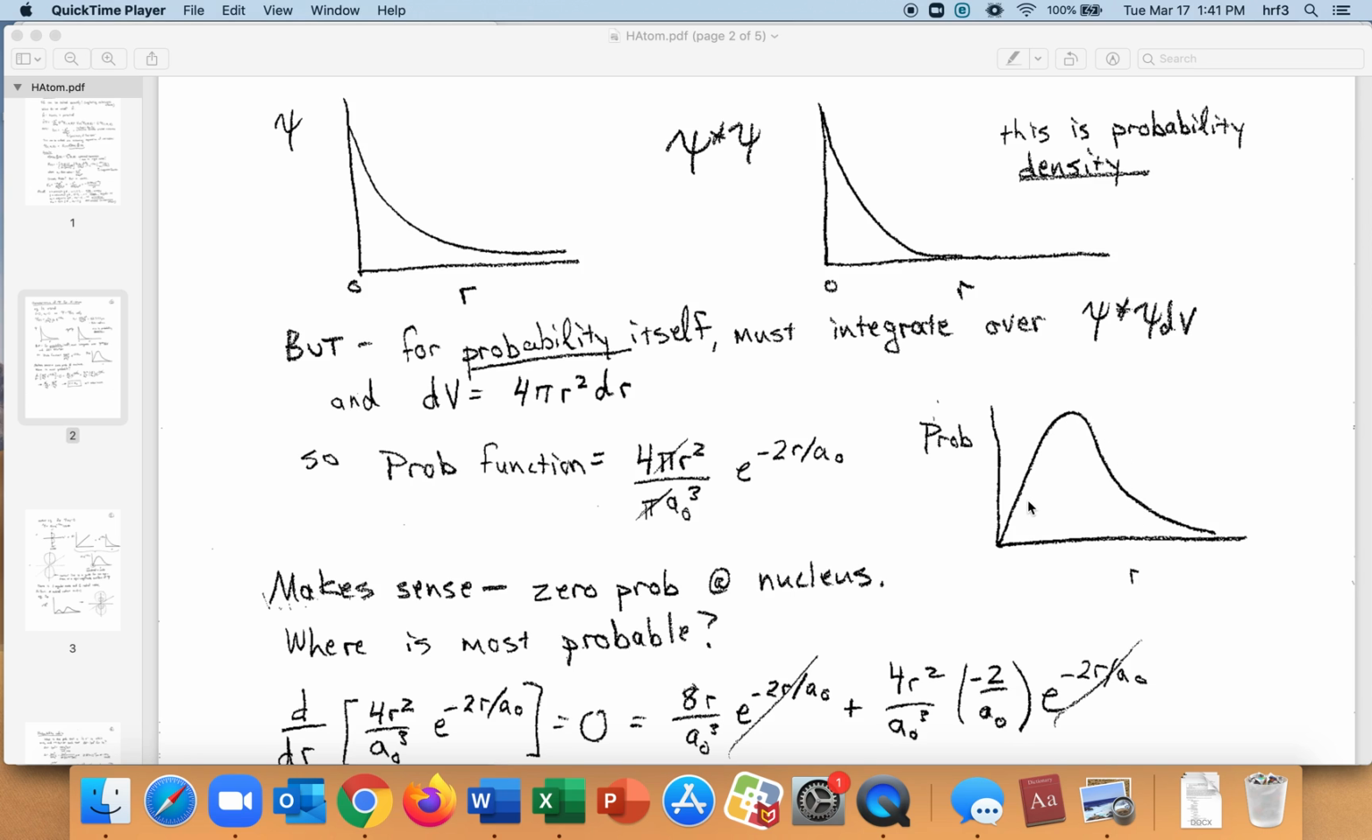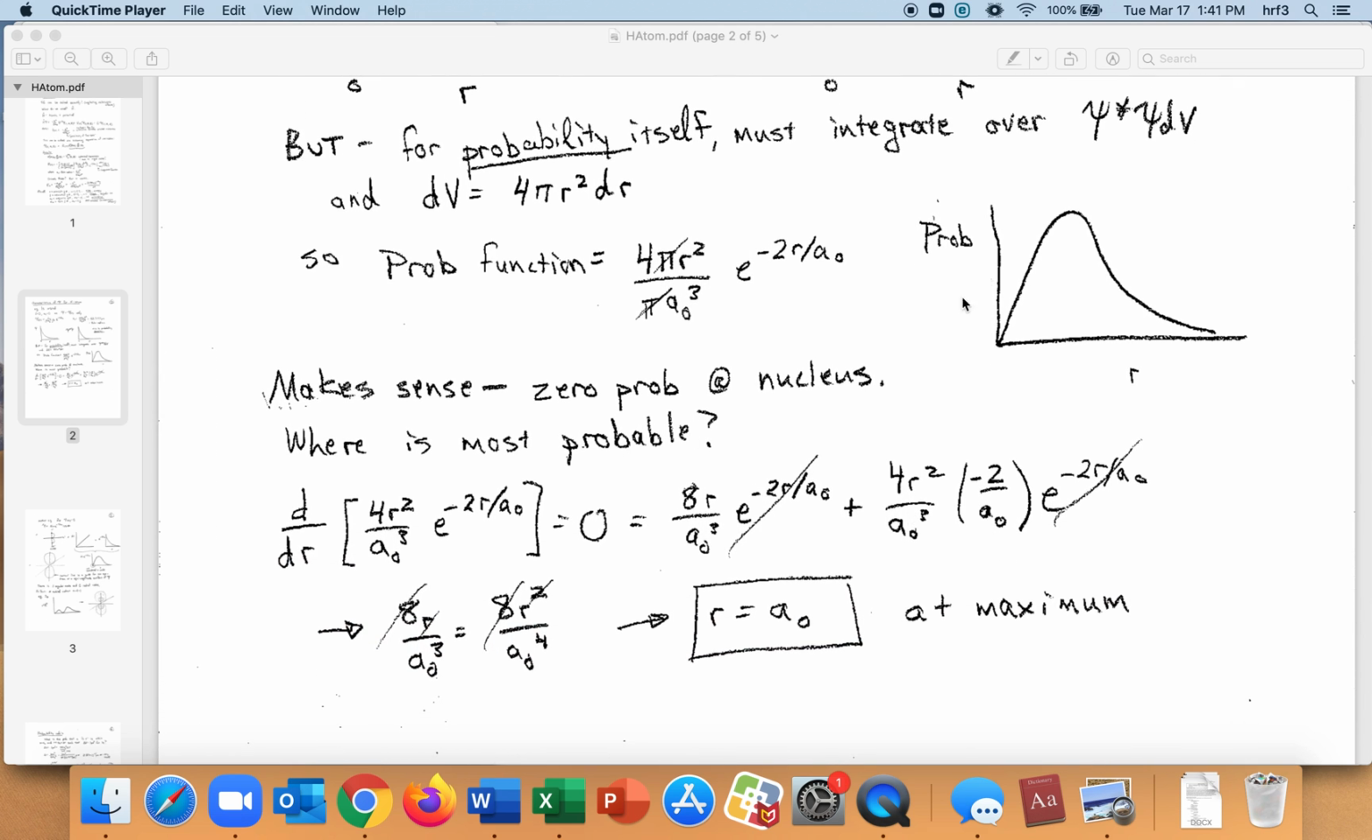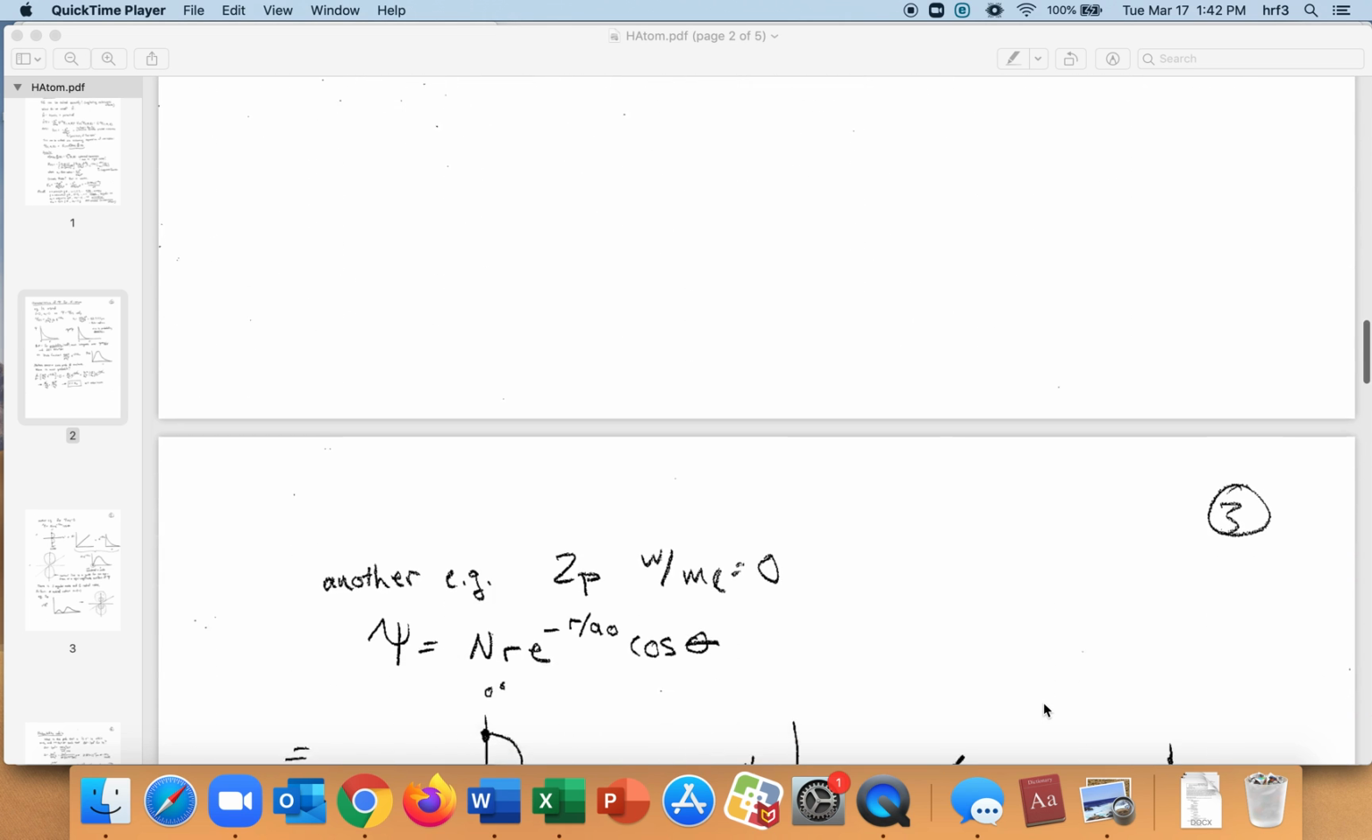then the probability actually goes to 0 at the nucleus, which makes sense, right? That the electron can't be at the nucleus because the nucleus does get in the way. If we wanted to find out where it's most probable, we're just looking for this flat bit here. So you can take the first derivative, set it equal to 0, math, and you get r is equal to a naught at the maximum, and that's why it's called the Bohr radius. That's the most probable distance for the 1s cloud.